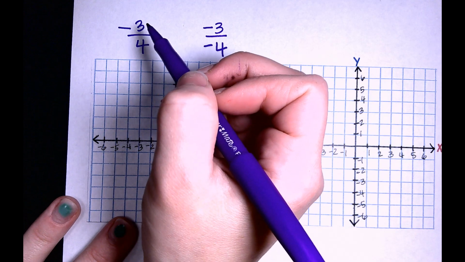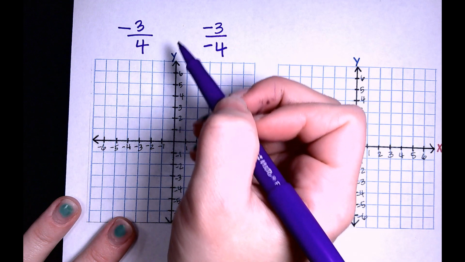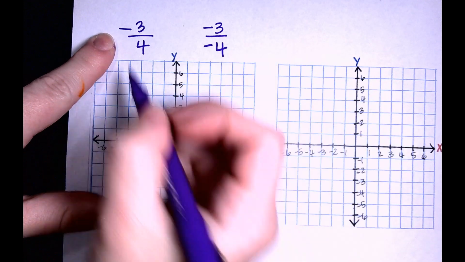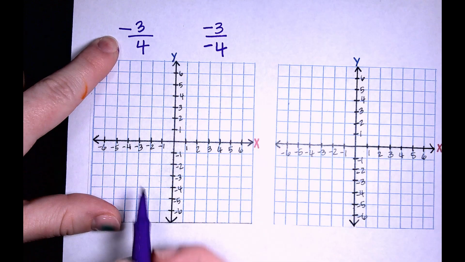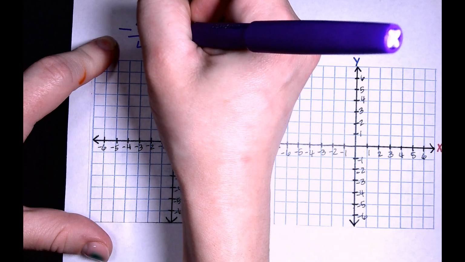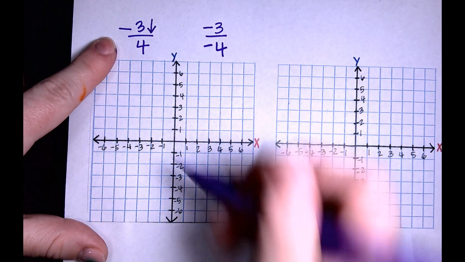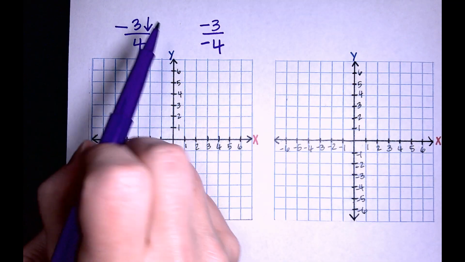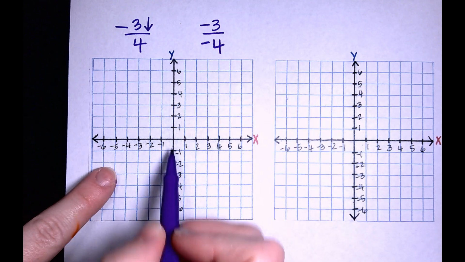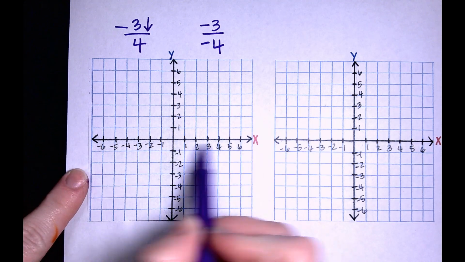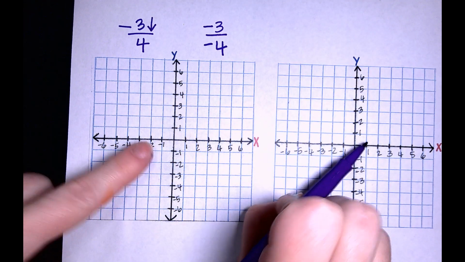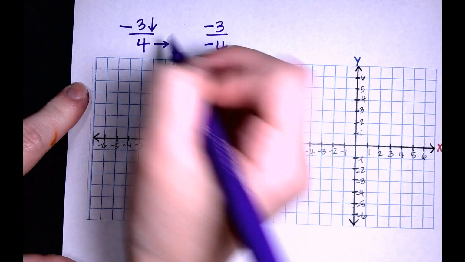My top number is negative. My bottom number is positive. So, since my 3 is negative, that means I'm going to go down, because in the y direction, my negatives go down. My 4 is positive. I'm looking at my x's, so I would need to go to the right still.